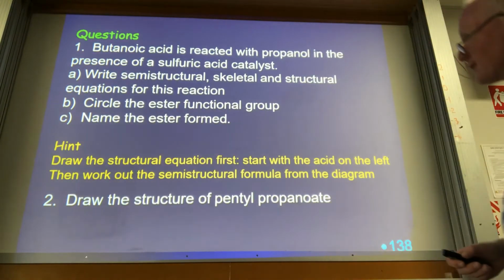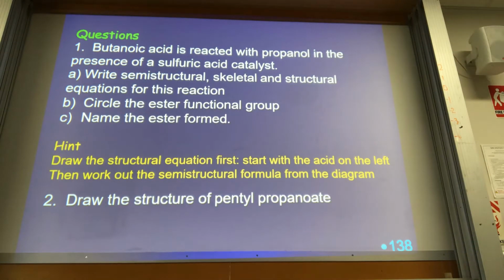Okay, here's the solutions to the Esters questions. Butanoic acid reacting with propanol in the presence of a sulfuric acid catalyst. Acid plus alcohol with a sulfuric acid catalyst, that means an ester. So we are asked to draw equations of that reaction.